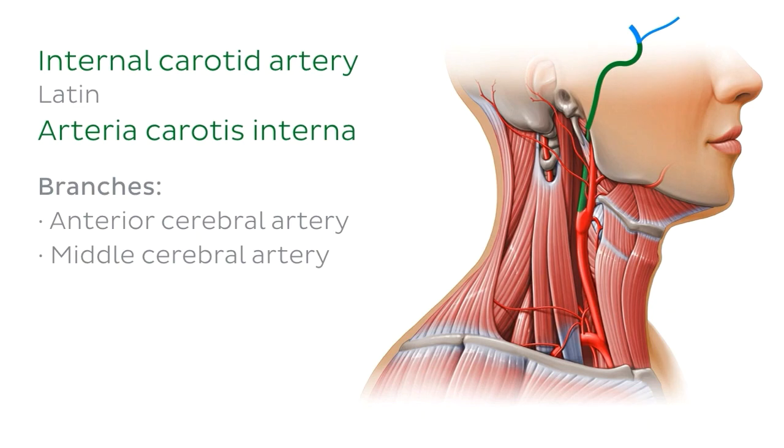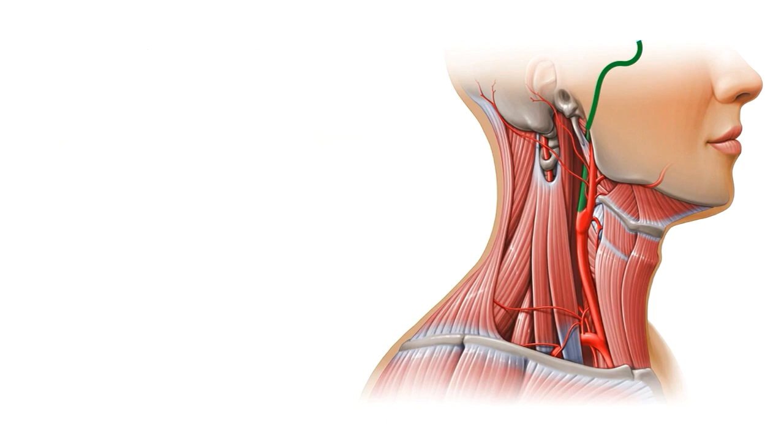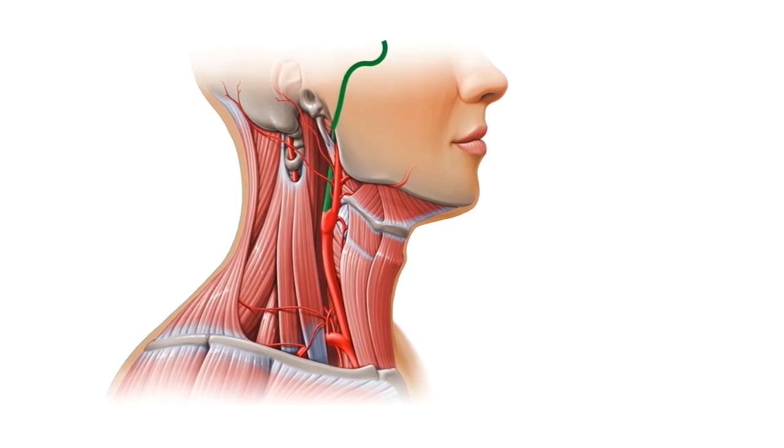The internal carotid artery, of course, gives off a couple other branches, but if you want to know more about this, make sure that you go to the website to read some other articles and watch some videos about this artery. Moving on now, let's look at the major arteries of the upper limb.